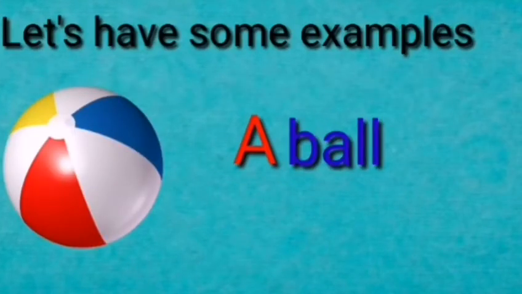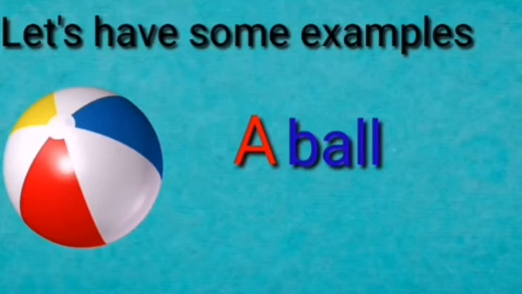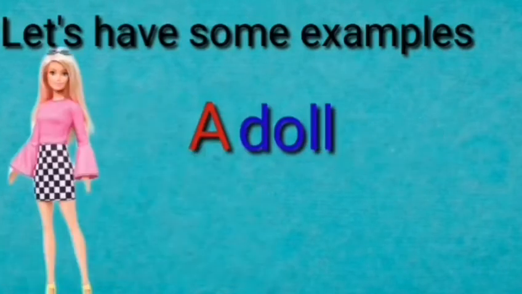A ball. Here ball sounds consonant B. So we have to use a ball. A cat. The sound C is consonant. So you have to use a cat. A doll. Here D sounds consonant. So we have to use a doll.